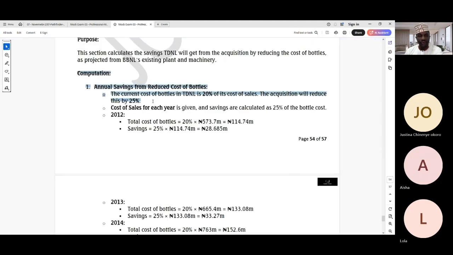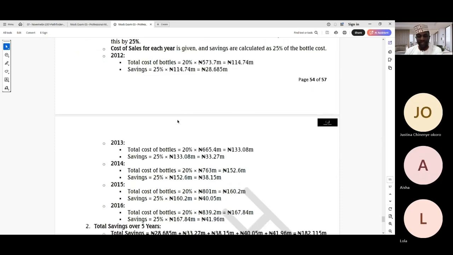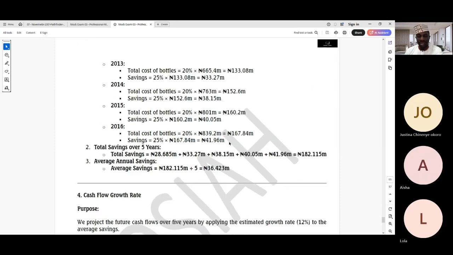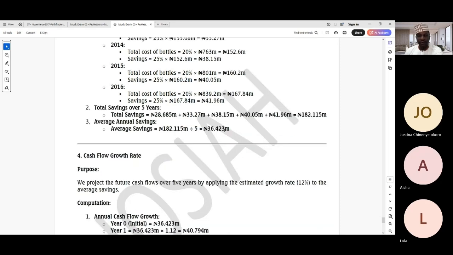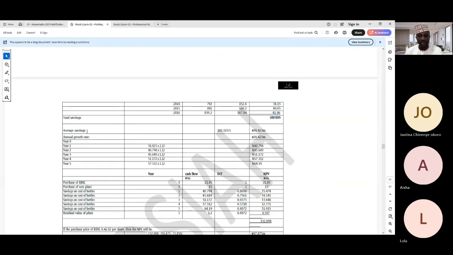So if you look at the computation here, the step-by-step tutorial, I've provided it. So for the 20%, 114 for 2012, then for savings, 25% is 28 million. So I provided the step-by-step computation. Just use your calculators and see it. So, and follow through. Then for the total savings over the years, for 5 years, and the annual savings will culminate in 36.423 million. And that's what will be saved annually if that percentage reduced to 20%.